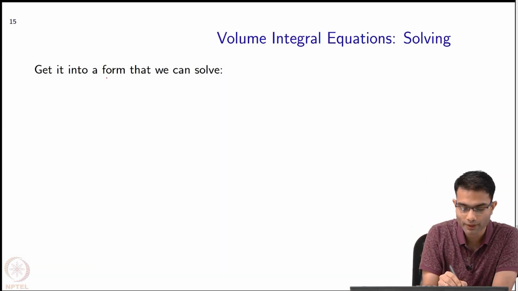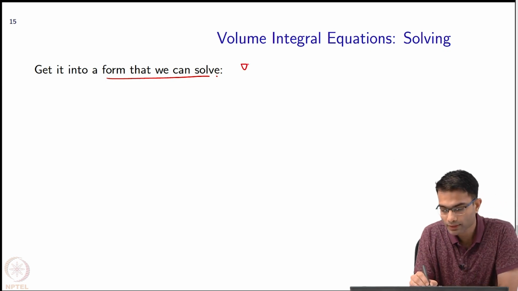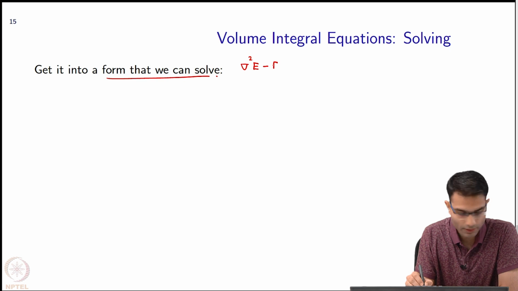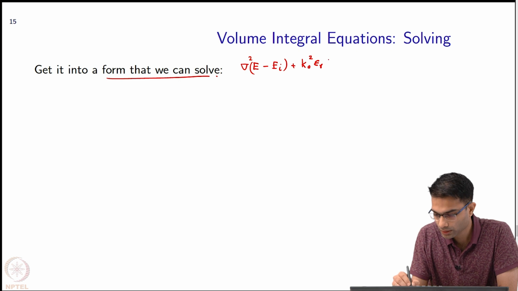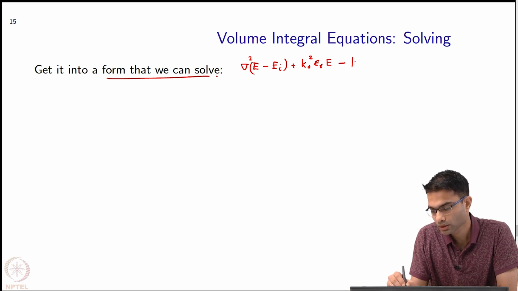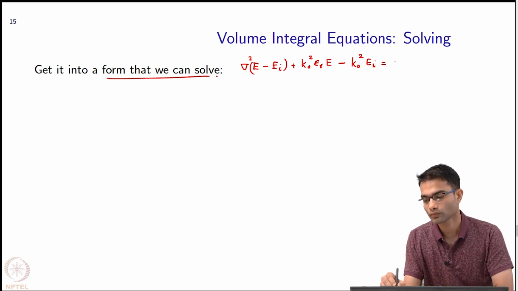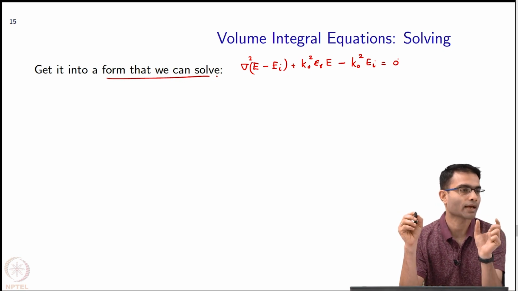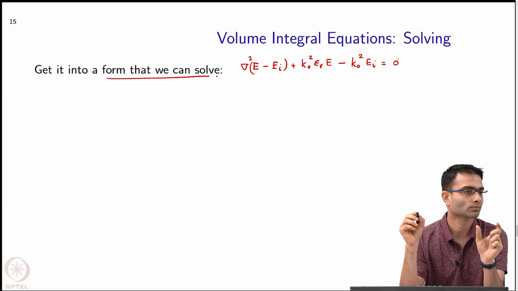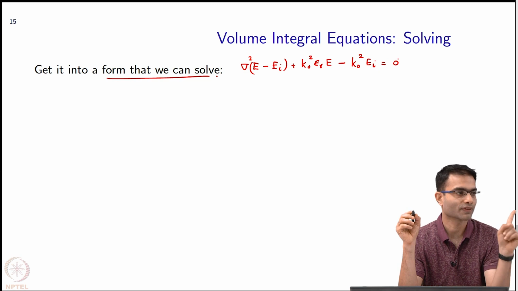So, let us see how we can get it into a form that we can solve. Let us just rewrite our equation over here. I had del squared E minus E I, that was my first term. I had my k naught squared epsilon r of E minus k naught squared E I. Now, the hint was that I want to get E minus E I as the common variable, both for the del squared and k naught squared term. That is the first constraint.